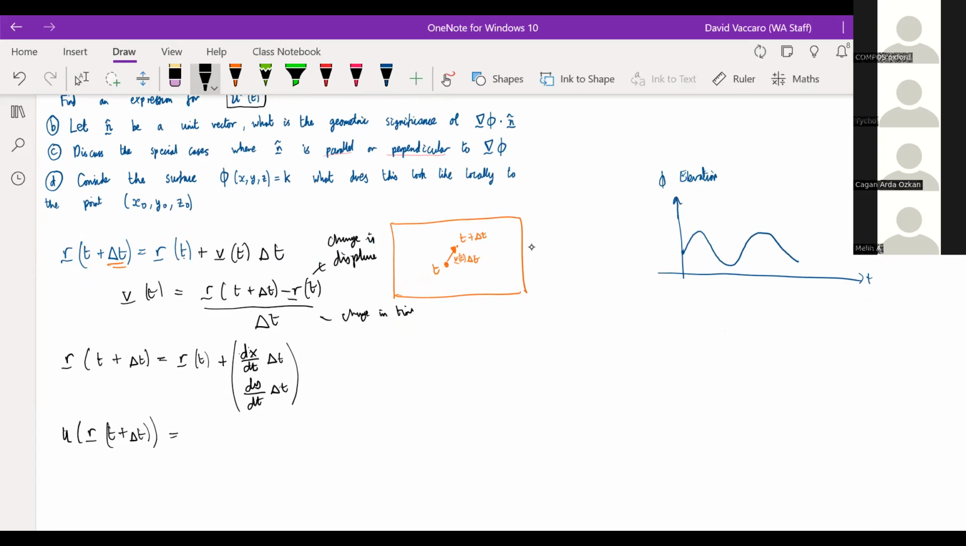And so that is u of r(t), my previous position, and then my displacement is a vector.